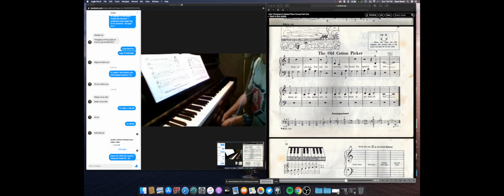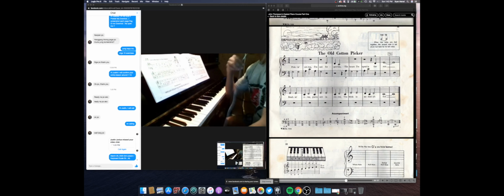The Old Cotton Picker. So here, Justin, if you can maintain the beat, 1, 2, 3, 4, just like that. And then look at measures 1, 2, 3, 4, 5, 6, 7, and 8, the ones with the curved line. That is called a tie.